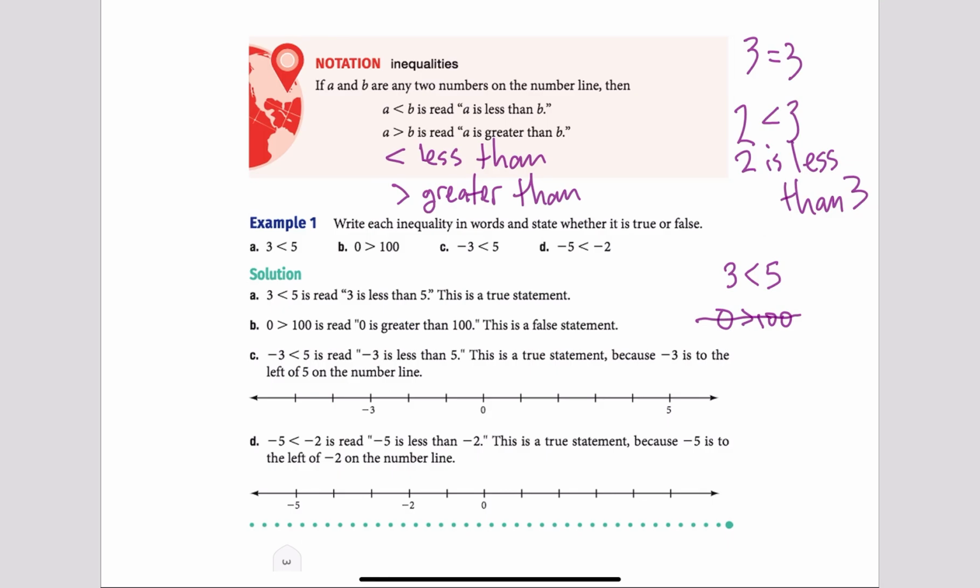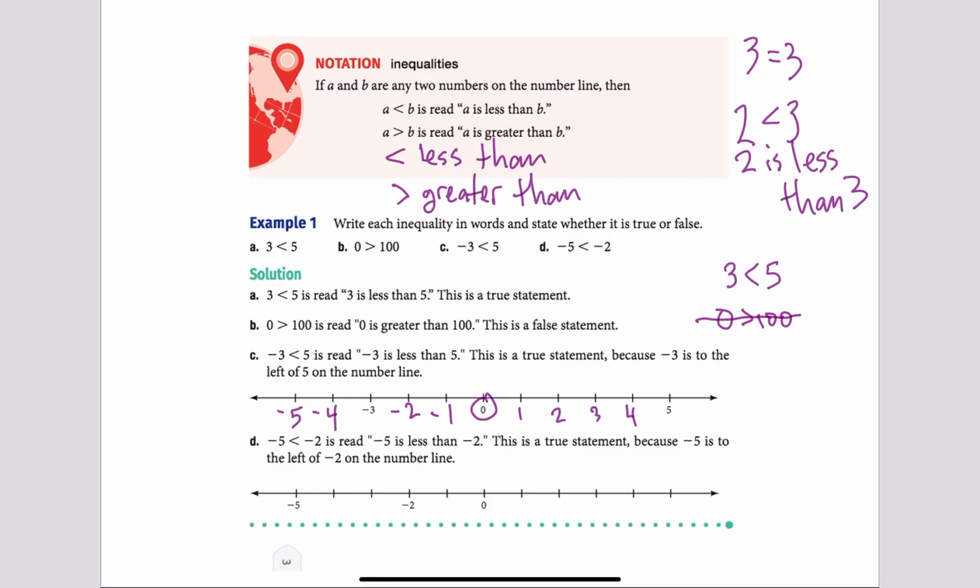Another way to think about this is a number line. So we draw a horizontal line, we put 0 right at the center, and we say on the right side, increasing from 0, are all the positive numbers. And on the left are all the negative numbers. And so this would be 1, 2, 3, 4, and 5. And this would be negative 1, negative 2, negative 3, negative 4, and negative 5.